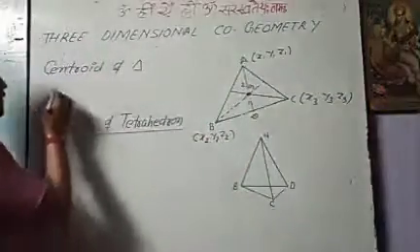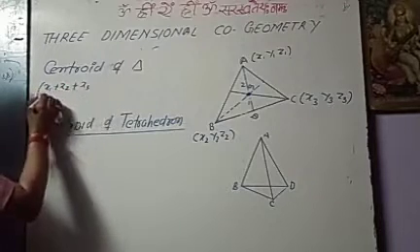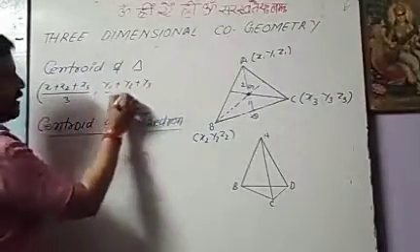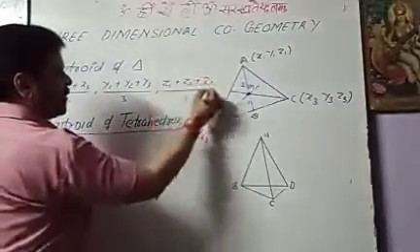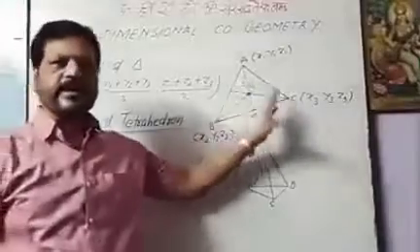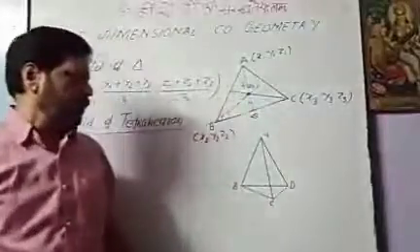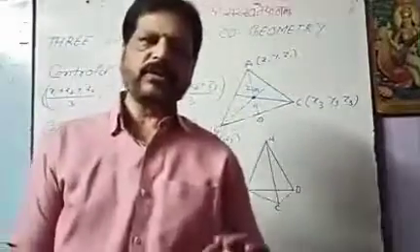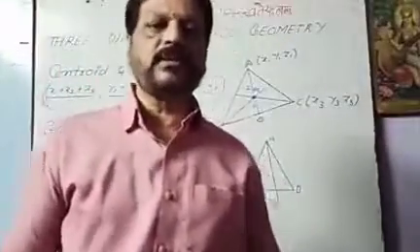Then the coordinates of the centroid are x1 plus x2 plus x3 upon 3, y1 plus y2 plus y3 upon 3, and z1 plus z2 plus z3 upon 3. So this is the formula to find the coordinates of the centroid of a triangle when the coordinates of the vertices are given. Now we will study about the tetrahedron. Before obtaining the centroid of a tetrahedron, it is a must to know what a tetrahedron is.